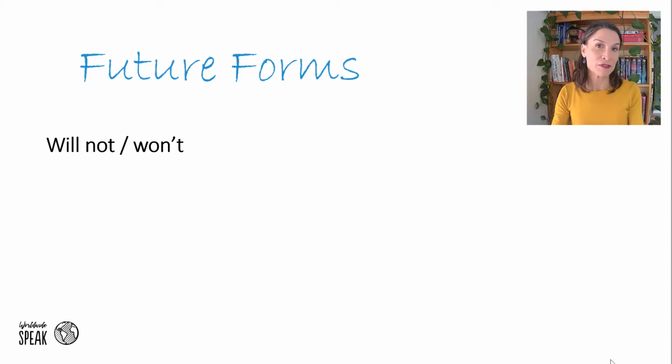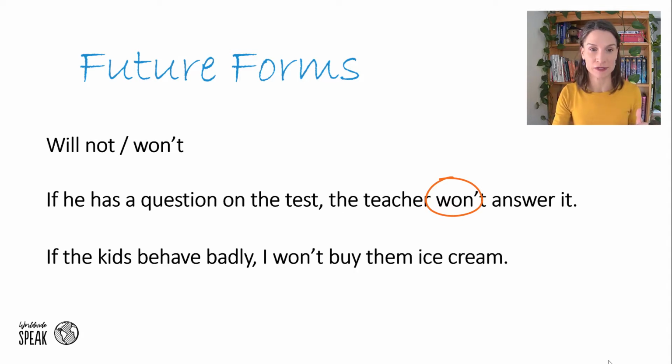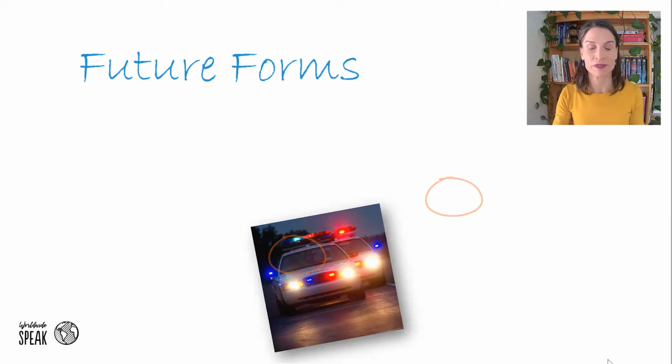So remember about the future also, this has a negative form too. It's will not, or much more common is won't. So if he has a question on the test, the teacher won't answer it. So this is about the future conditional. If the kids behave badly, I won't buy them ice cream. So just keep in mind that the future, this is the negative form, is will not or more commonly won't.